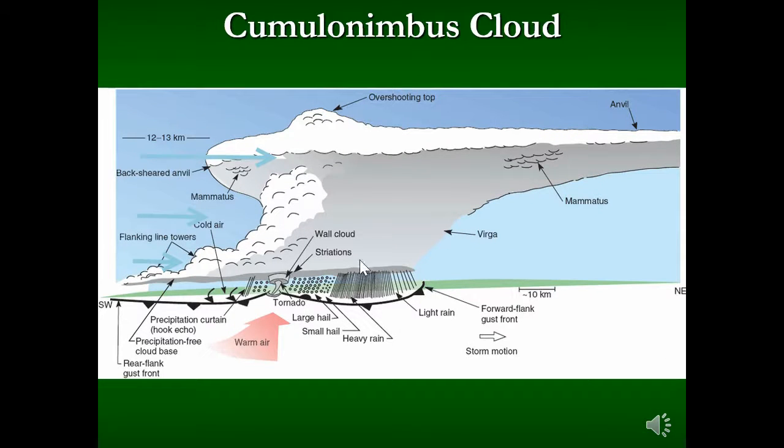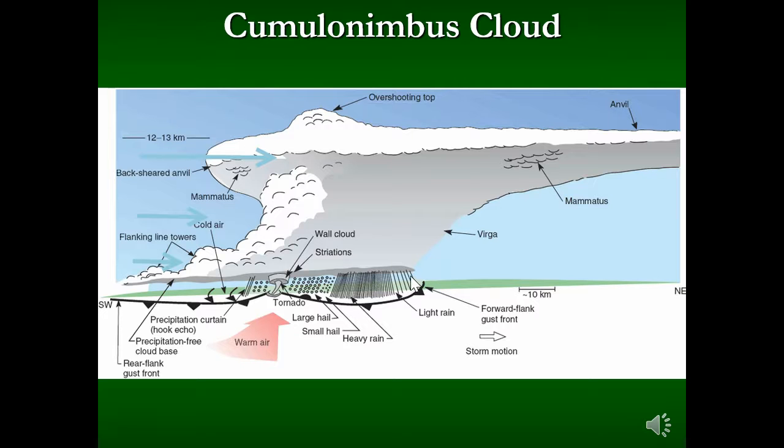And here's a beautiful picture, a diagram of a cumulonimbus cloud. Note, first of all, the tilt of the storm. That's because of the upper level winds moving faster than the lower level winds. What that does is it throws the rain forward. The lightest rain falls forward and actually evaporates before it even gets to the ground.